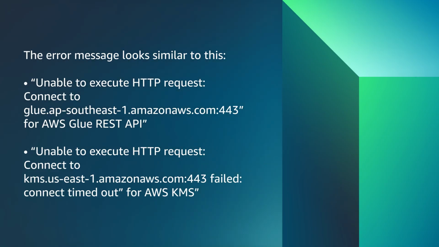Unable to execute HTTP request, connect to glue.ap-southeast-1.amazonaws.com:443 for AWS Glue REST API. Unable to execute HTTP request, connect to kms.us-east-1.amazonaws.com:443 failed. Connect timed out for AWS KMS.